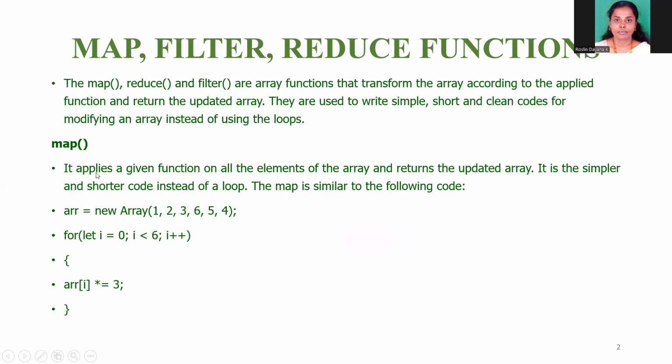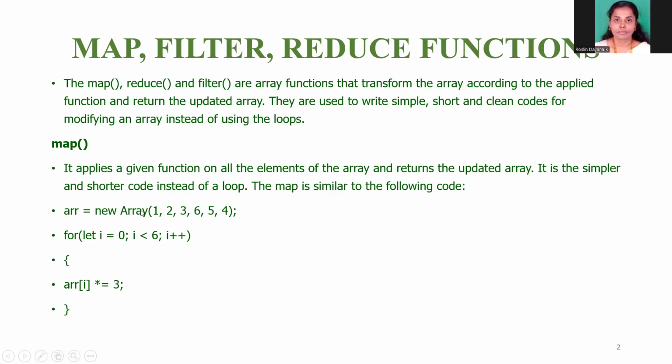The first one is the map method. It applies a given function on all the elements of the array and returns the updated array. For each element in the array, this will produce another value. It is simpler and shorter code than a loop.